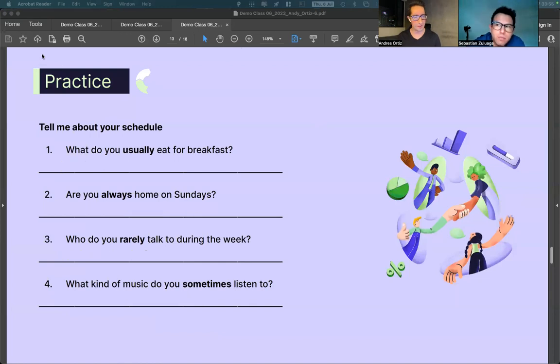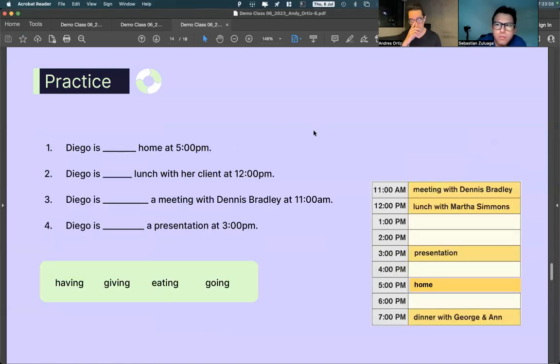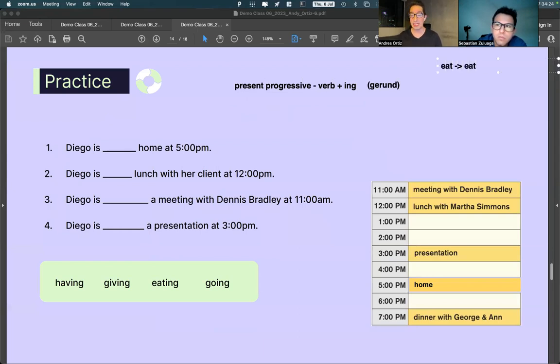So now that we've taken care of this little practice, we're going to do one final exercise where, again, we're going to be focusing on a little bit of grammar here. This one is going to be the present progressive structure. Now, this is fancy for just verb plus ing. So let me give you a couple examples. And again, just verb plus ing, this is called a gerund, right? So if I say eat, this would be eating. So Miguel, what about walk?